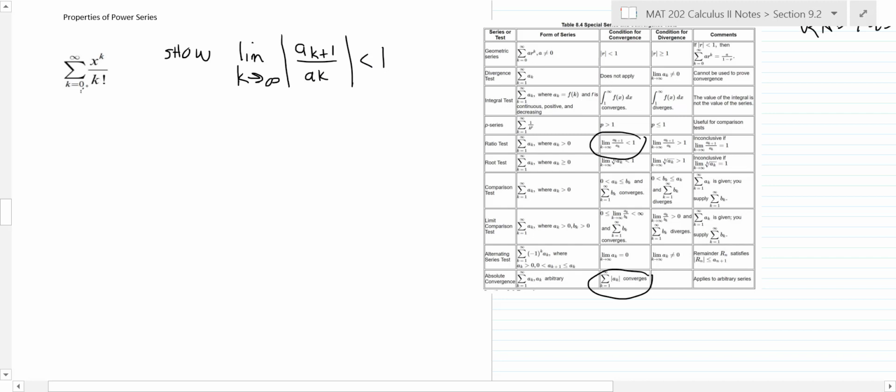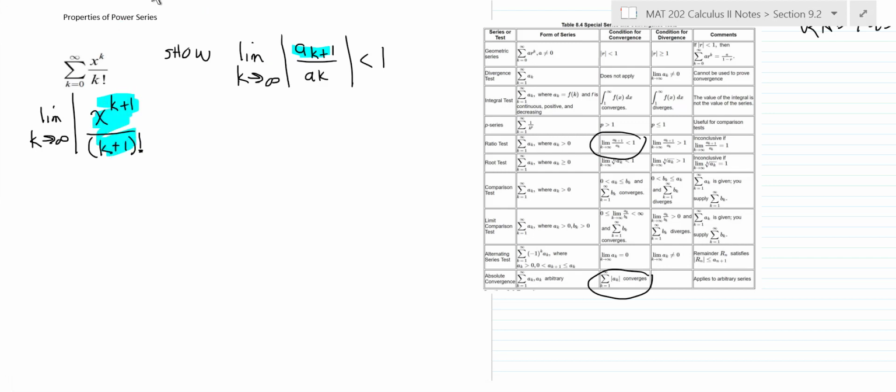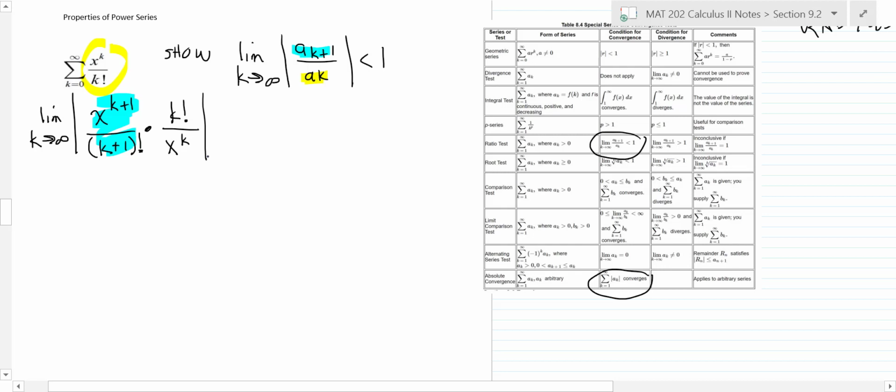So let's get this set up in your ratio test. A sub k plus 1 is just going to be x to the k plus 1 over k plus 1 factorial. So that's what that piece is. Now the next thing we're going to do is divide by a sub k. Well, a sub k is just the original series, but since we're dividing by it, we multiply by the reciprocal. So that's going to be k factorial over x to the k. That's the setup of the ratio test.